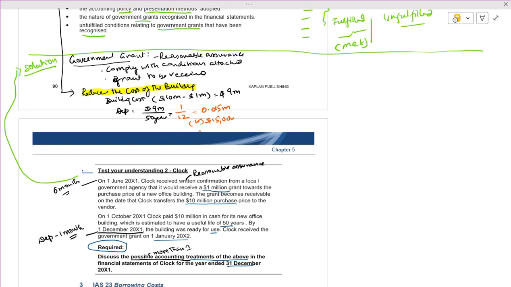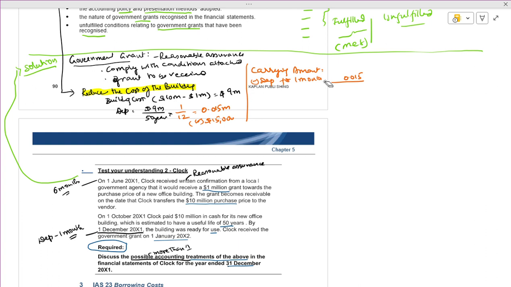Okay. Now, what is the carrying amount? Carrying amount is, you have the 10 million. Depreciation for 1 month, how much? 0.015. Okay. 0.015. It comes to how much?